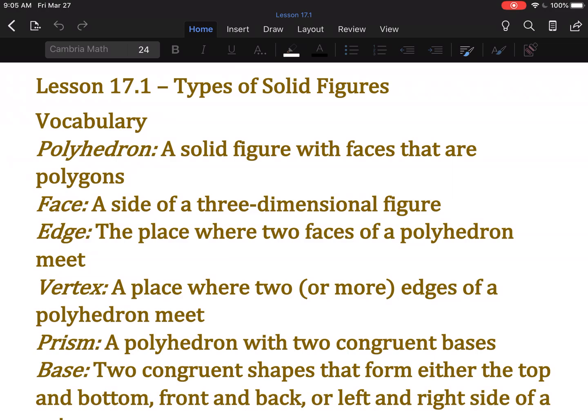Okay. A prism is a particular kind of polyhedron, and for our purposes, we're going to say it has 2 congruent bases. And those bases will be connected by a bunch of rectangles. So a triangular prism will be 2 triangles, identical triangles, connected by 3 rectangles, because a triangle has 3 sides. It's kind of hard to say, 4-sided prism.